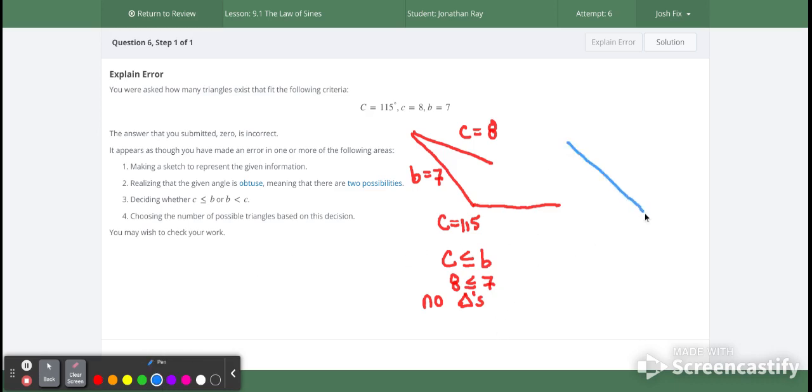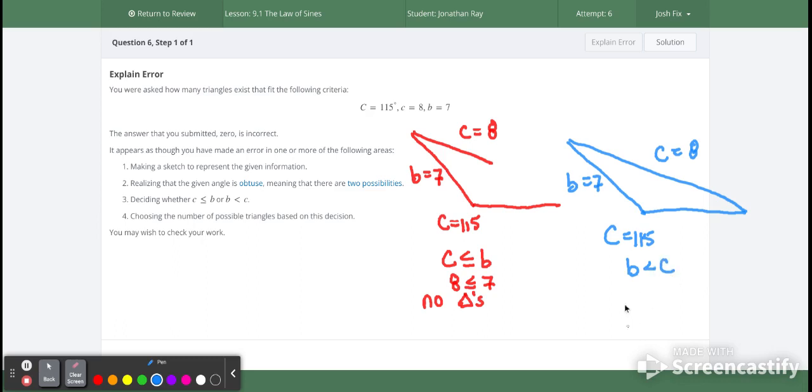So once again, we've got our triangle. We'll say C is 115. We have C is equal to 8, and we have B is equal to 7. And with this criteria, we're going to say that B is less than C. If this occurs, then we know that we can have exactly one triangle that would work. And in this case, we say 7 is less than 8. So according to these criteria, we have an obtuse angle, and we have our side lengths to meet this requirement. Therefore, there would be one exact triangle that we could make.